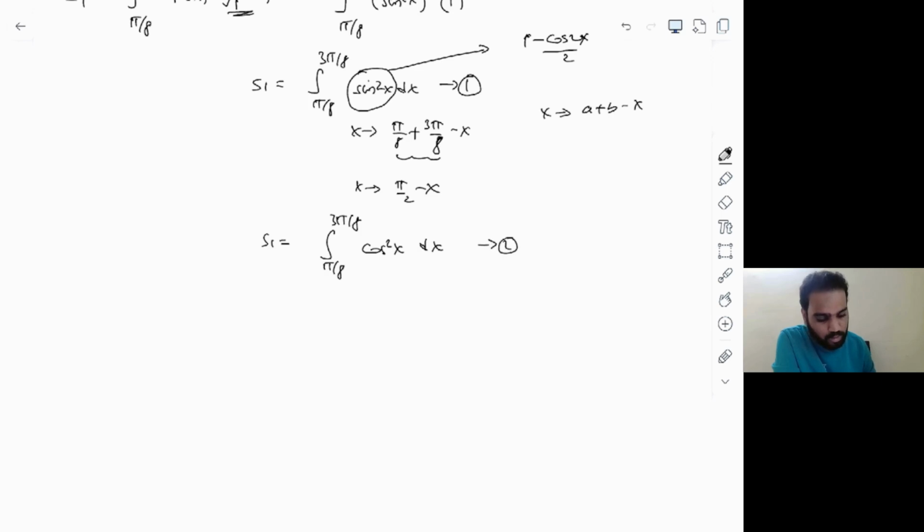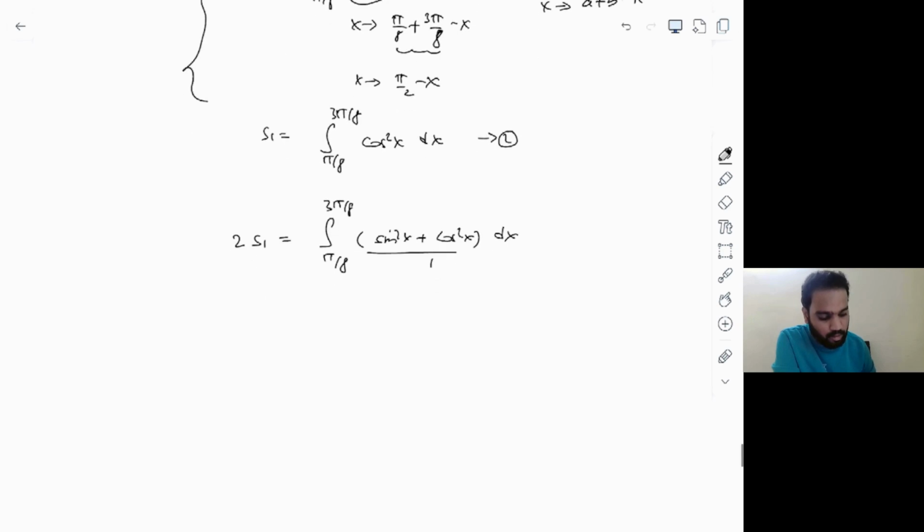Now this is equation number 2. Clearly, add both of them, and directly you would get 2 times S1 is equal to the integral from pi by 8 to 3 pi by 8. Now the remaining part is only sin square x plus cos square x of dx, which is clearly 1. Okay, now you know what to do.